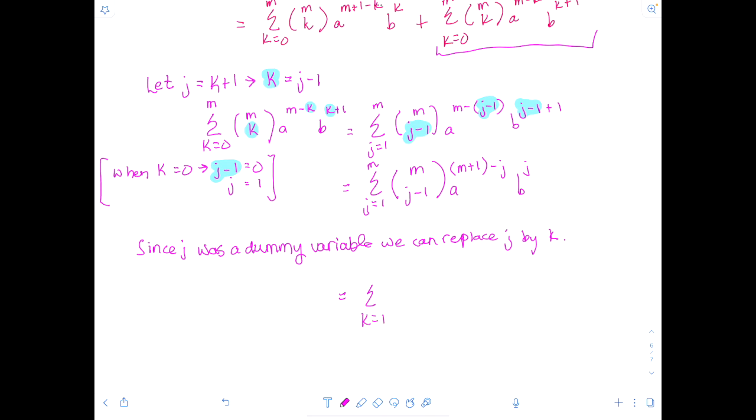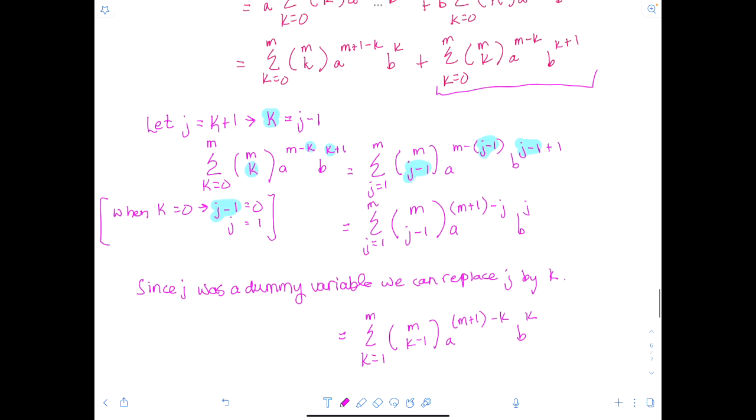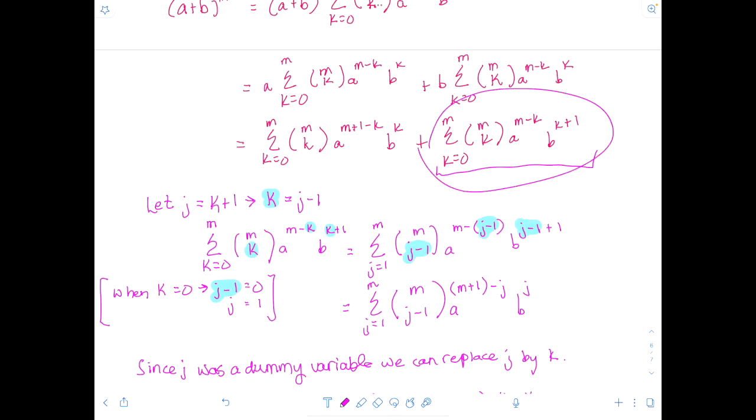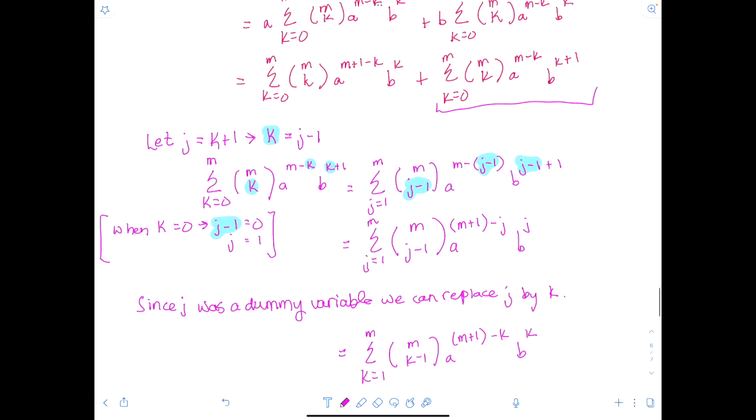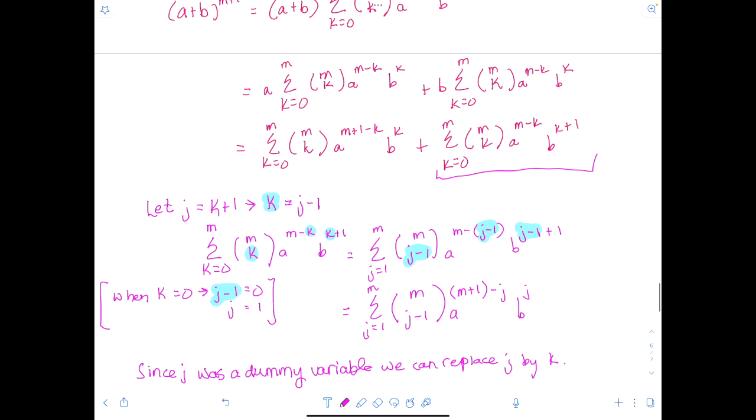So we will end up with our original summation there equal to the summation from k equals 1 to m of m choose k minus 1, a to the m plus 1 minus k times b to the k. Cool so far? So all of that, remember, was this one up here. So now we've matched the powers on the a and the b to the summation that's on the left here, okay?